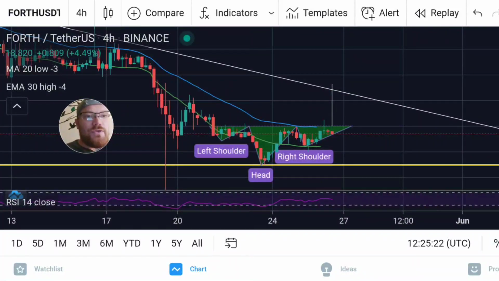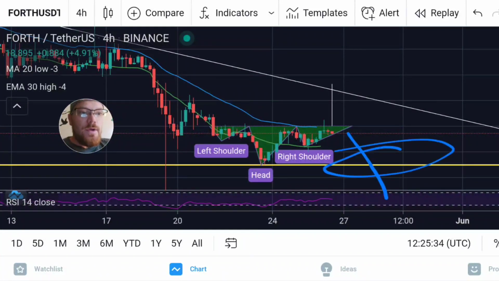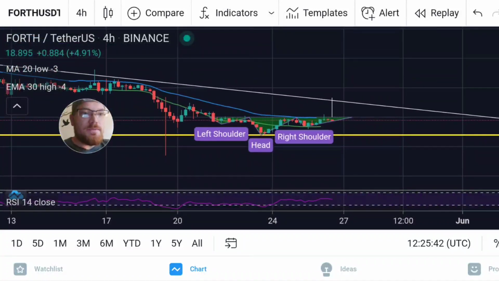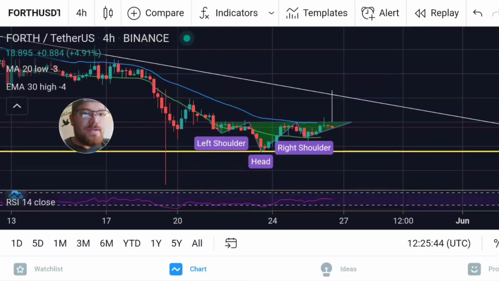Now, if we don't break $20, if we get rejected by our EMA, then we could see a significant drop back to the downside. We could come retest this support near $13, $14 in and around this yellow trend line here. We could retest that maybe for a bounce. I would like to see a bounce there because otherwise we would see some lower prices, guys, possibly back down here around $10. Maybe fill out this previous wick some.